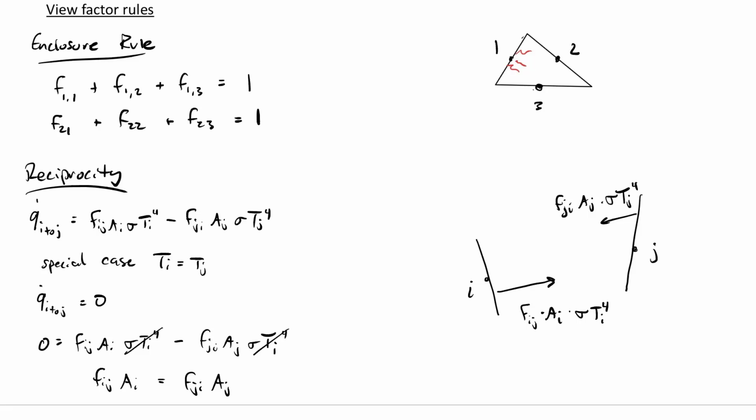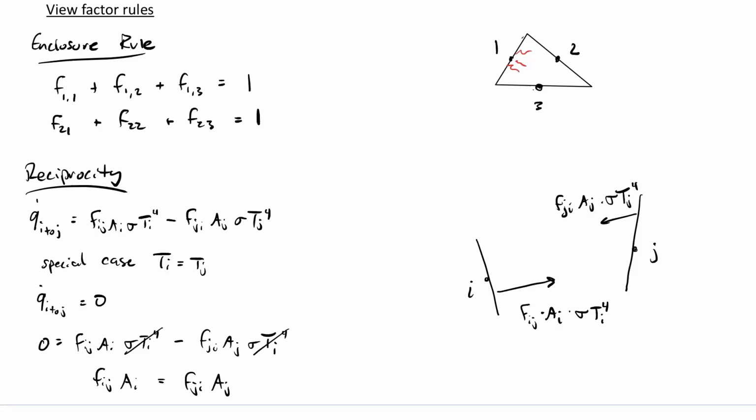So we've used this special case to come up with this statement that the view factor from I to J times the area of I is equal to the view factor from J to I times the area of J. So if that's true in this special case, it has to be true in the original equation, right? Even when Ti is not equal to Tj, this still has to be true in order for this result to happen. And if you don't believe me, we'll think about what's happening.